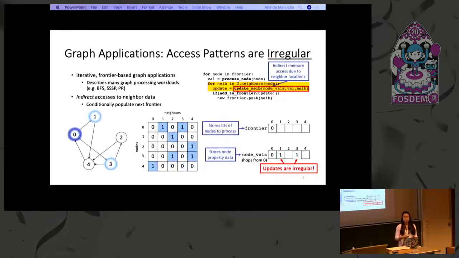So this is going to be the key thing to think about going forward. And then looking at the nodes that have not been visited, we add those to the frontier for the next iteration of the algorithm. And then this process continues until we reach an iteration where our frontier is empty.